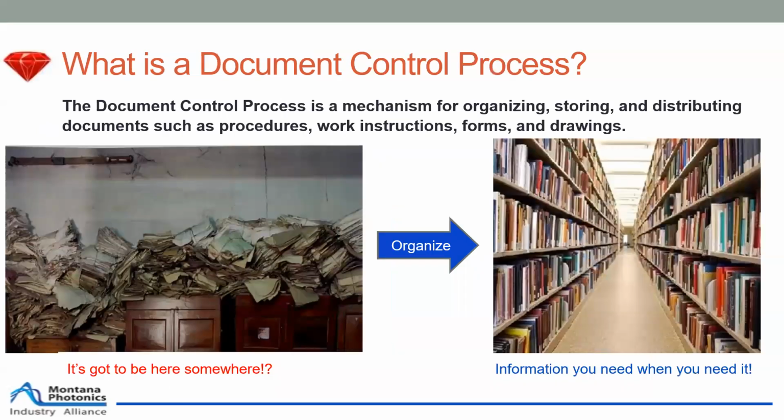So what is a document control process? The document control process is a mechanism for organizing, storing, and distributing documents such as procedures, work instructions, forms, and drawings. It is a critical process to organizing your organization. One of the keys to success for any organization is being really good at managing the thousands of details. Well, this document control process is one of the tools for managing the details regarding documented information.